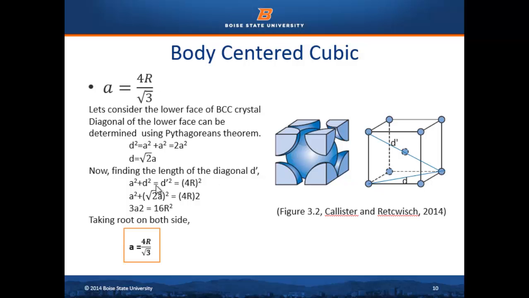a square plus D square equal D dash square equal 4R square, as the D dash goes through the full atom in the middle and half of the lower and upper atoms, so R plus 2R plus R equal 4R. By doing some algebra here, we get a equal 4R/√3.